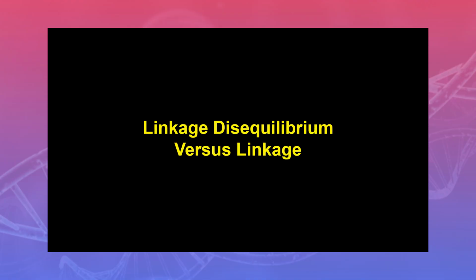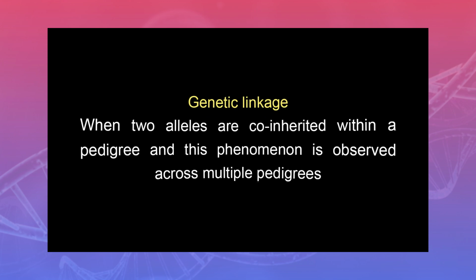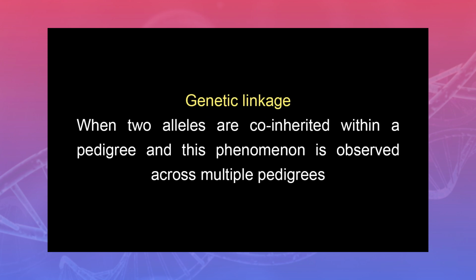Dear students, let's understand the difference between linkage disequilibrium and linkage. Genetic linkage exists when two alleles are co-inherited within a pedigree, and this phenomenon is observed across multiple pedigrees. These loci are in linkage because they occur near enough to each other on the same chromosome such that the frequency of recombination, measured as theta, is relatively low. Linkage disequilibrium differs from linkage in that linkage disequilibrium describes alleles, while linkage describes loci, that is the position.